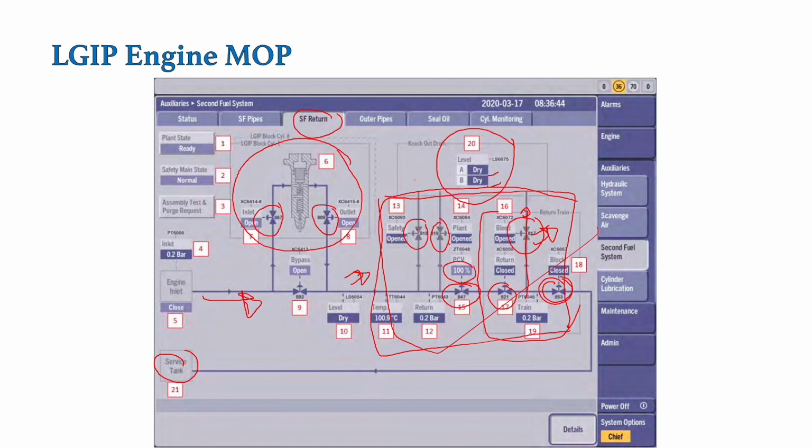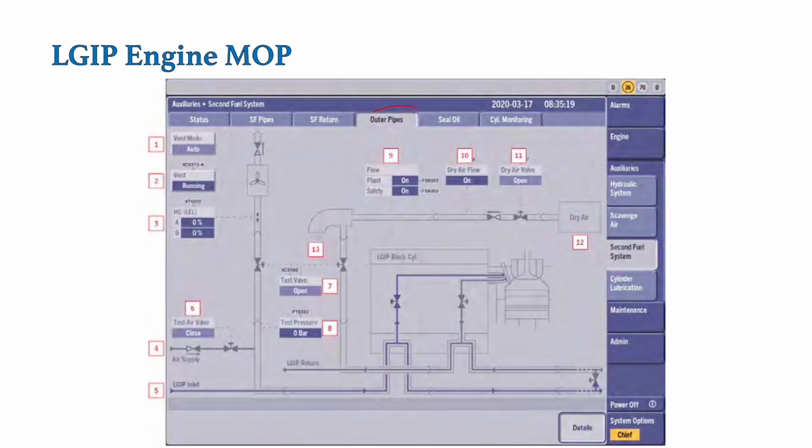And all these three indications I have already told you in the previous screen. So I think I have covered everything in the return supply system, or this secondary fuel return system. So now let's go on to the outer piping. So now we will see the outer piping.